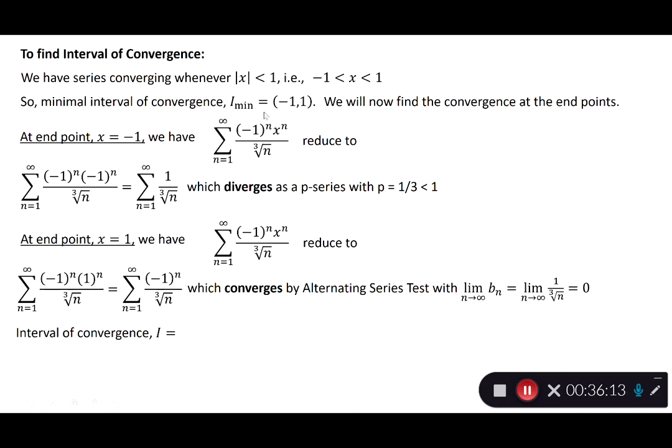-1 diverged, so let's leave it as parenthesis. But at +1 converged, so let's change it to a square bracket. So interval of convergence I is -1 to 1. Left open, right closed. Cool? All right. Let's look at another one.